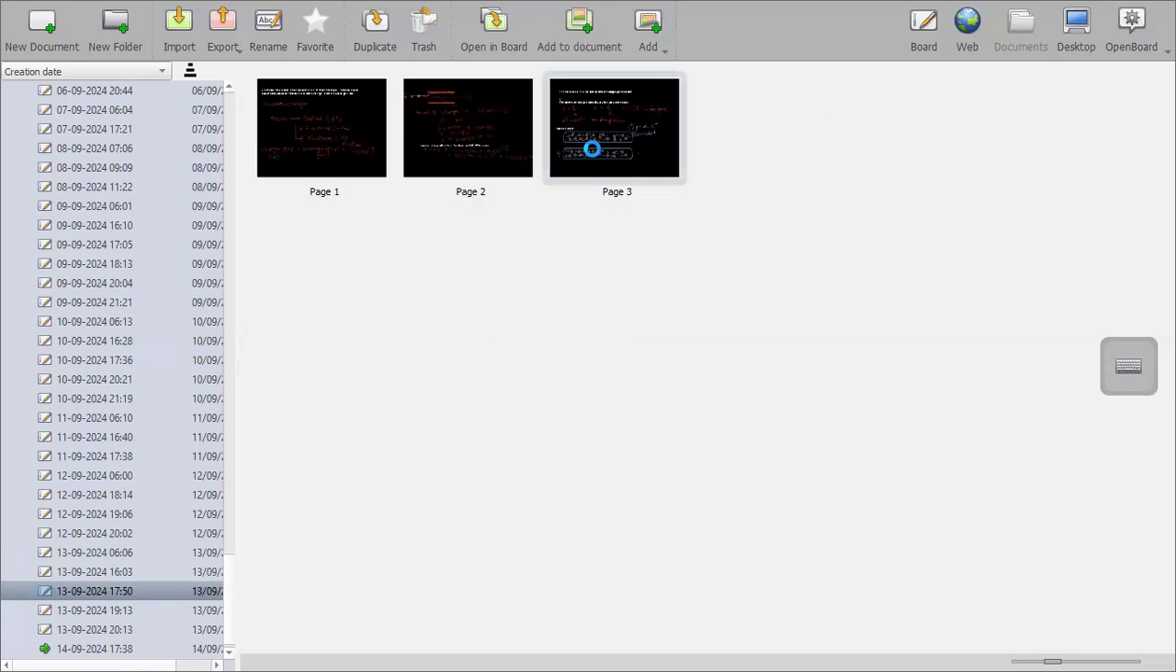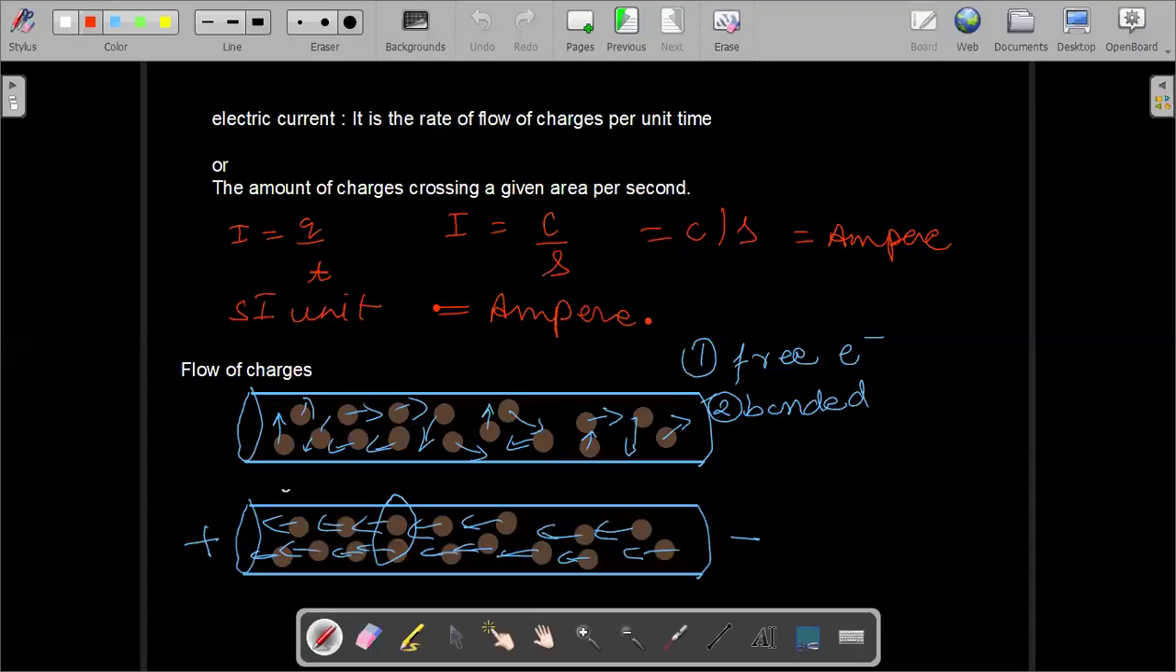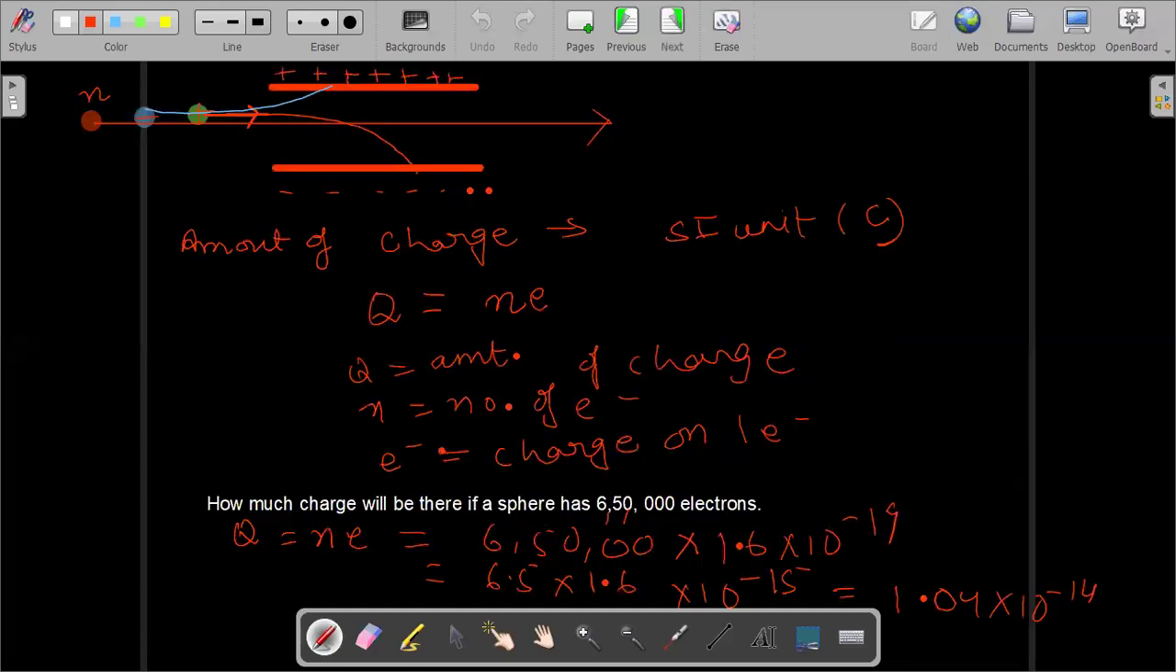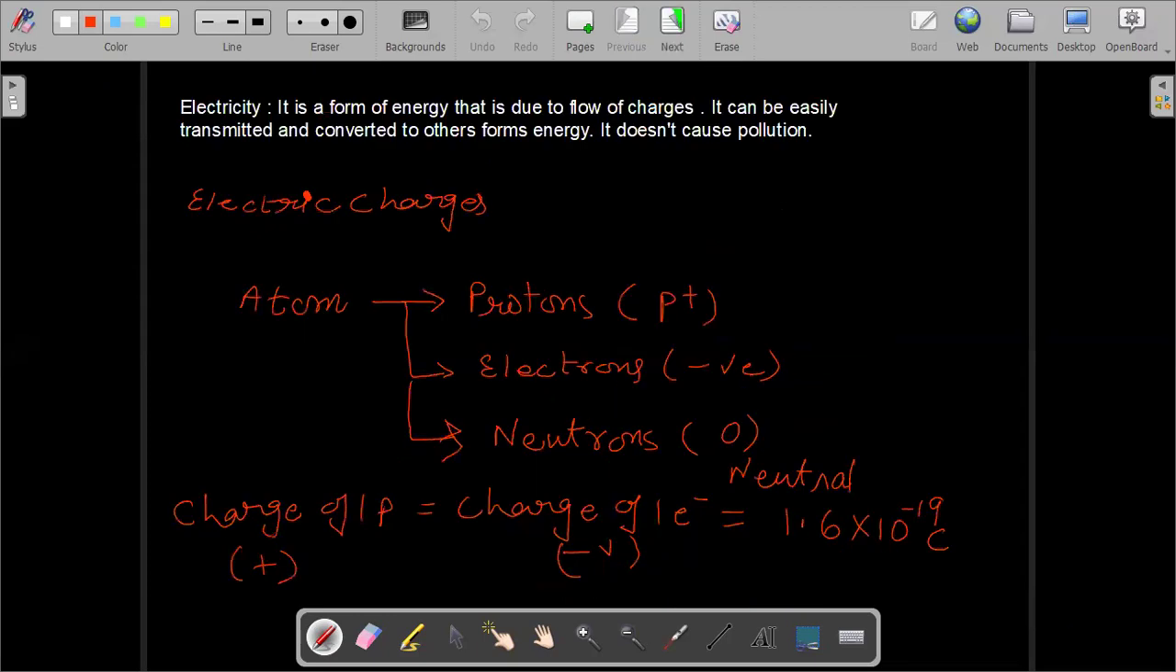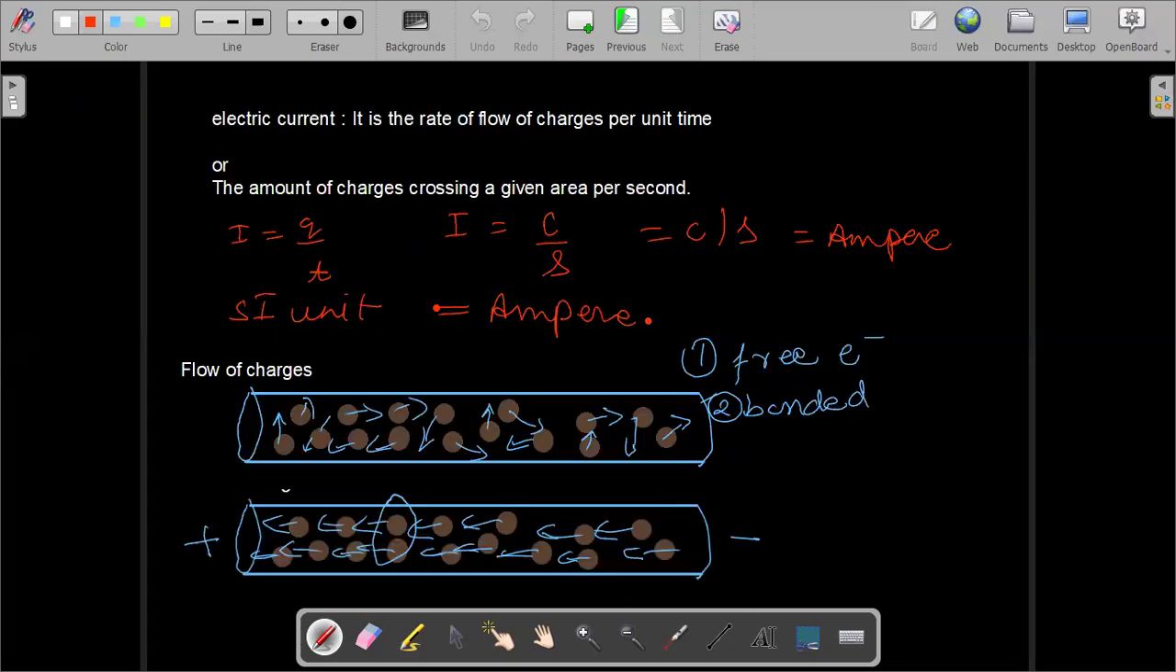Yeah, so this is the topic we had done in the last class. We had done the rate of flow of charges. We had seen that the electric current is the rate of flow of charges. Today we'll look up what is electric potential. So current is defined as the rate of flow of charges, how fast the charges are moving through a wire.